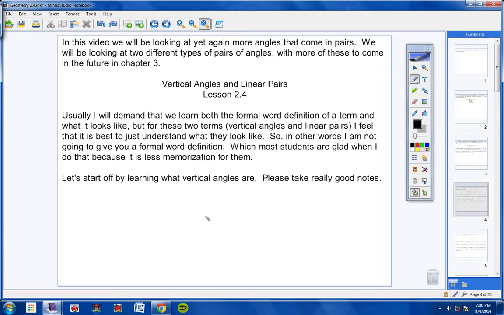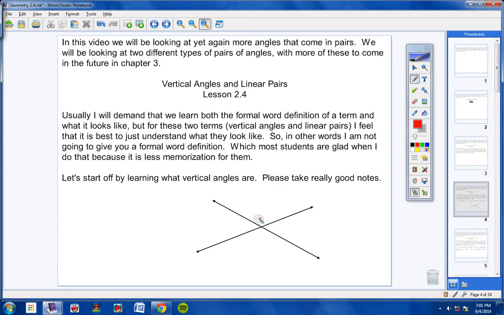Let's start off by learning what vertical angles are. Now please take some really good notes. Again, I'm not going to give you a word definition. I'm just going to give you a picture of what vertical angles are. So here we go. Get your pens ready, pencils ready. Let's take some really good notes. I want you to draw a line that looks something like this, please. And then draw a line that looks something like this, okay? And here's what vertical angles are. Again, please take some really good notes.